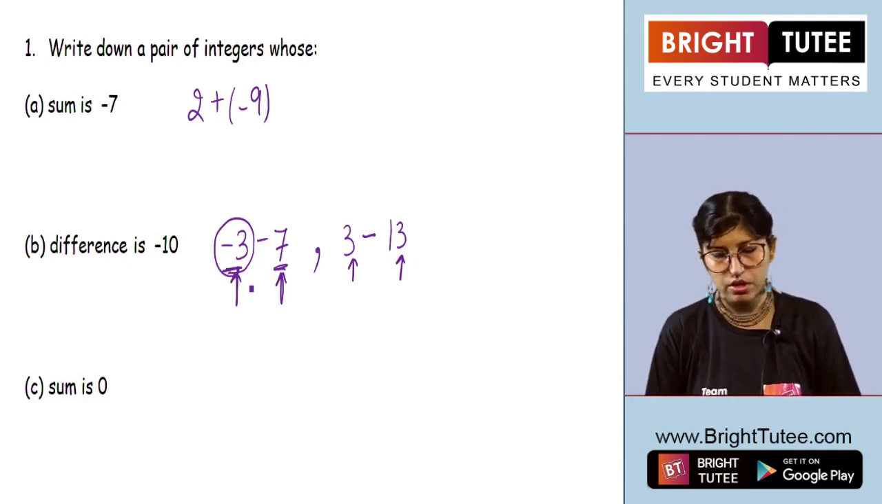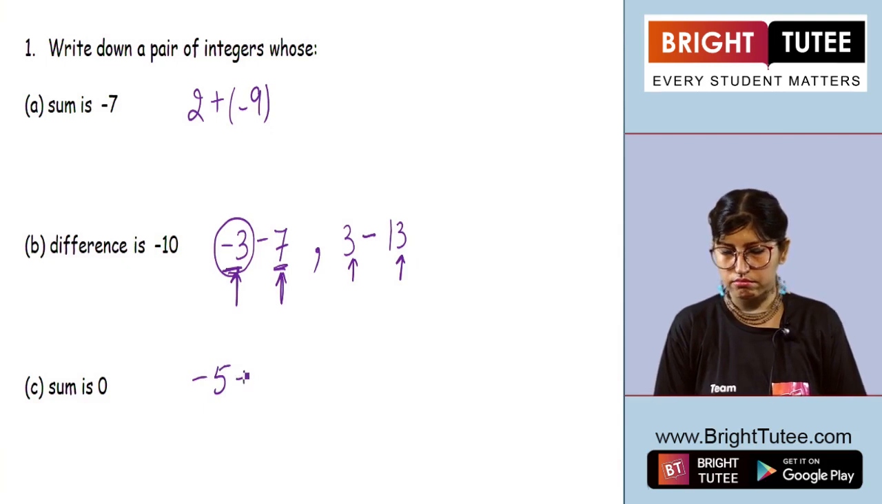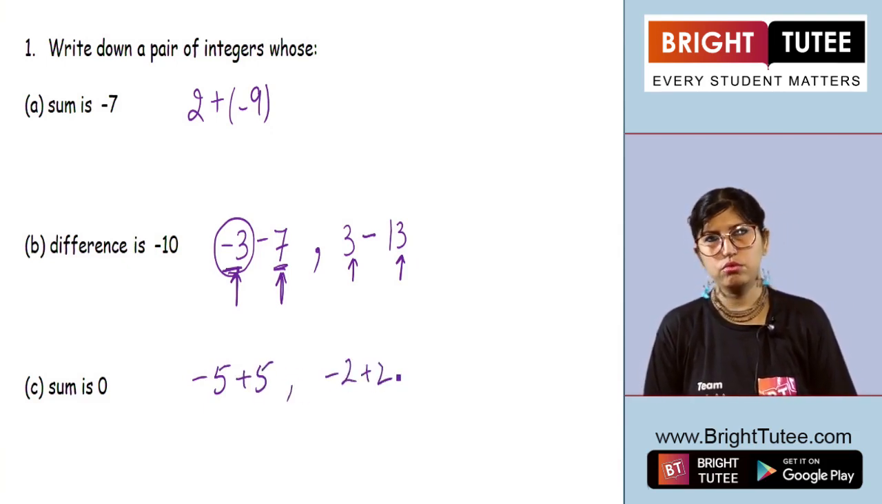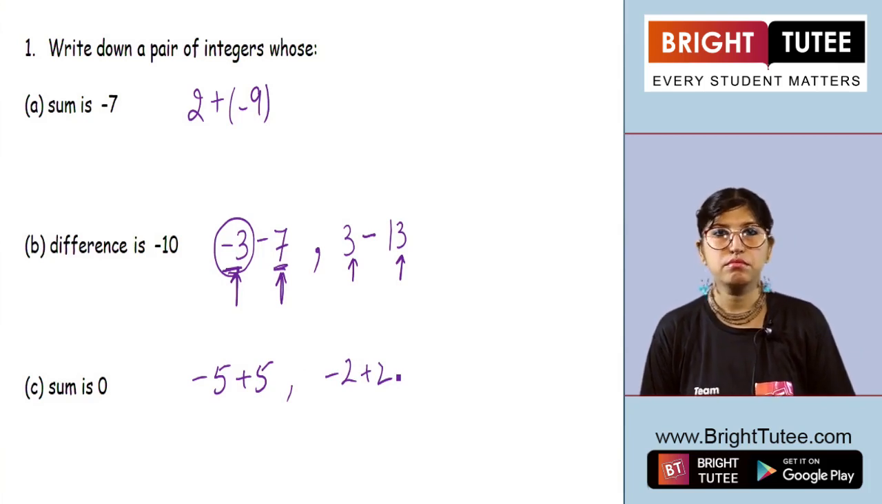Let's say if the sum is 0, the simple thing I can tell you is -5 plus 5 or -2 plus 2, because they're asking about the sum. So you just need to do it this way.